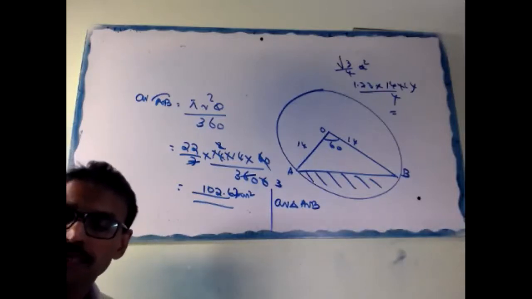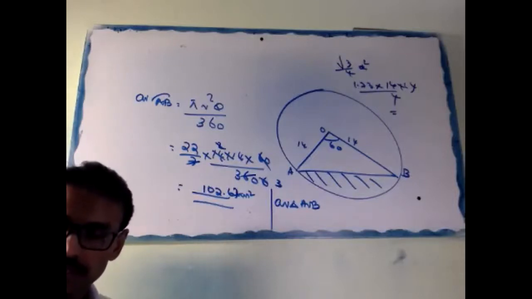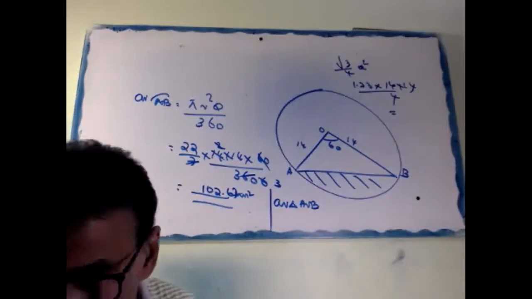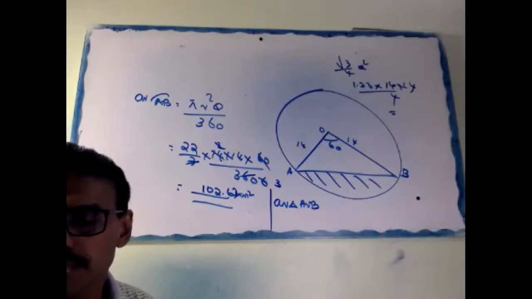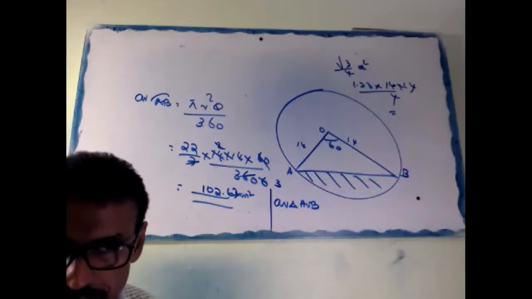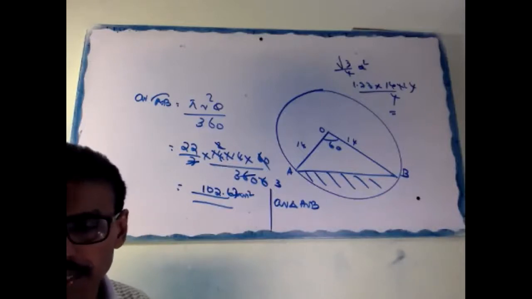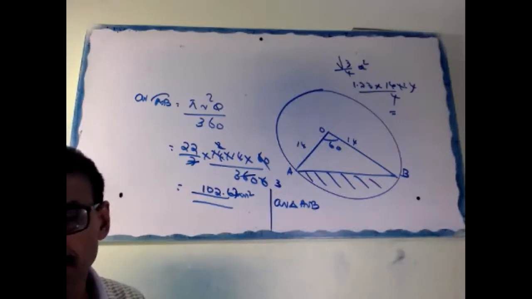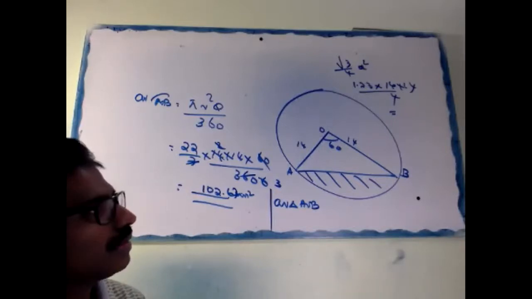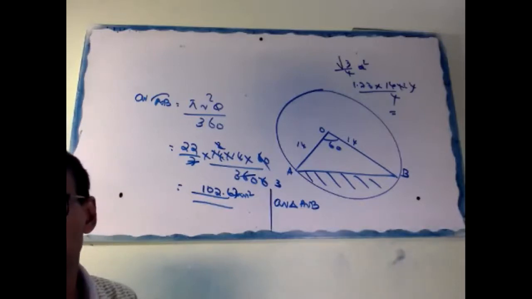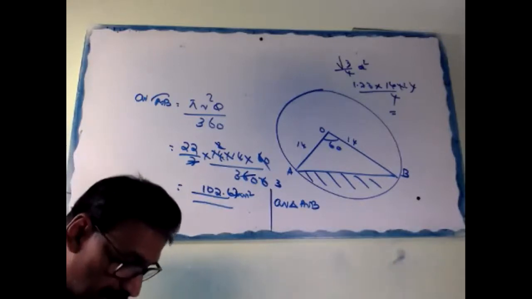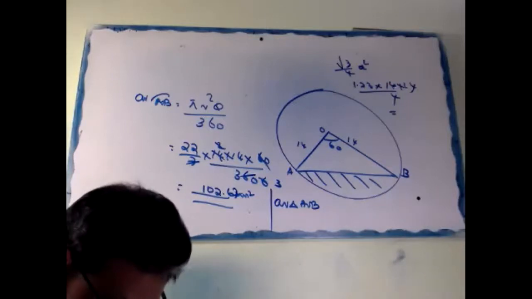Okay, so finished now. So I hope you understood the method, right? It's very simple. Just find the sector, minus area of triangle for the minor segment. For the major segment, area of the major sector plus area of triangle. Okay, so next question. Next one is a star question.